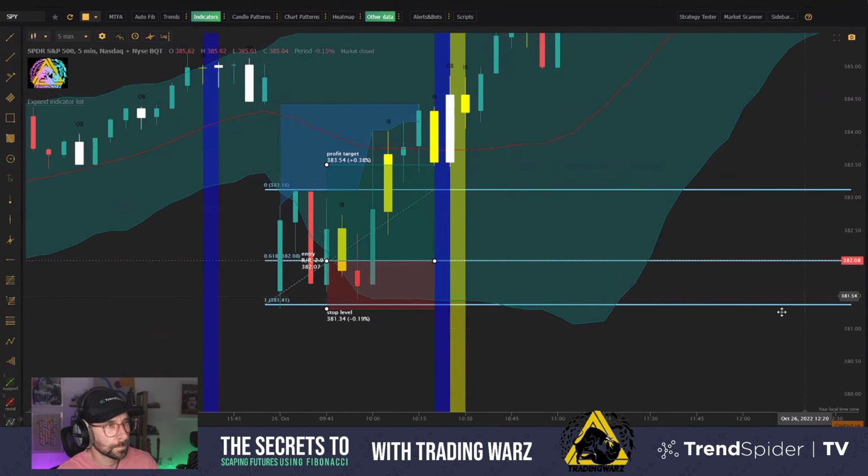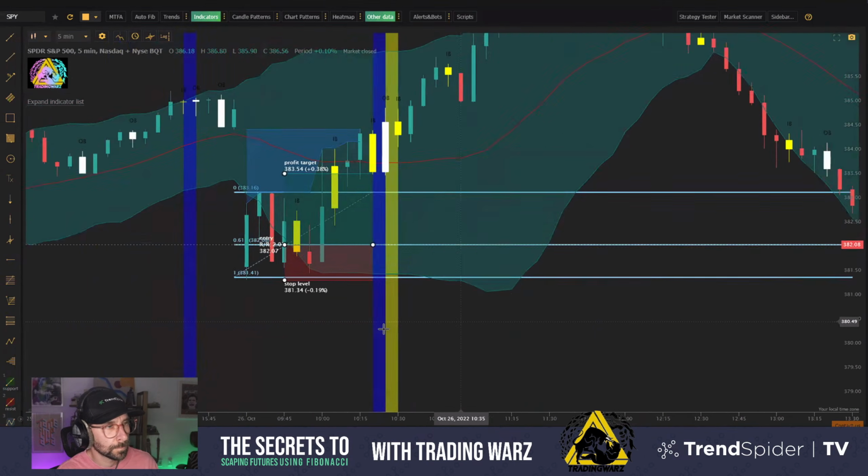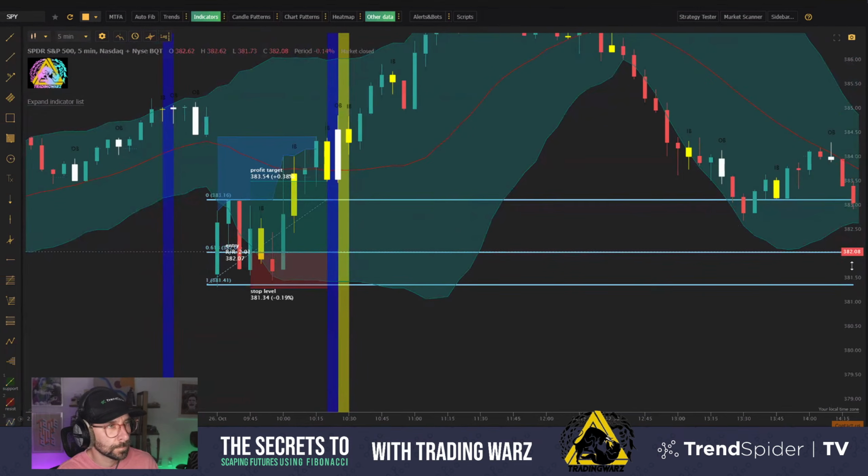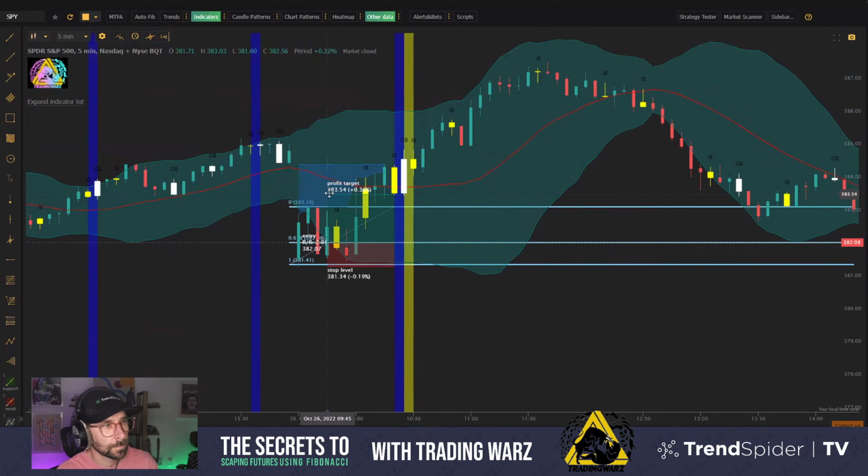And as you have more size, you can continue to scale out and leave runners on. And that's what I do now, because I usually trade with a lot more size. I can scale out at 2 times my money, and then I could keep going. You could see the absolute high today we got to was about 7.5 times our money.